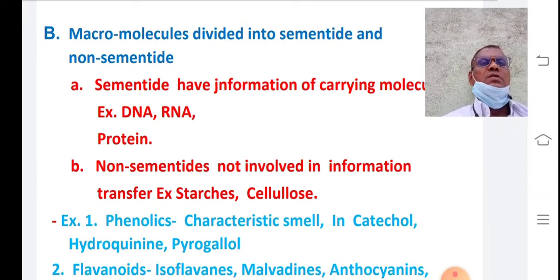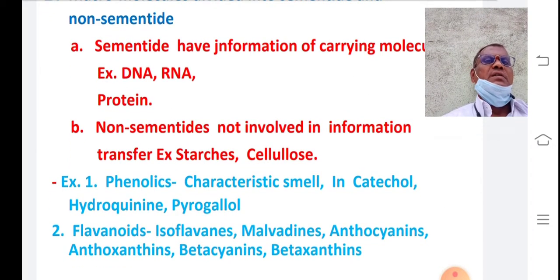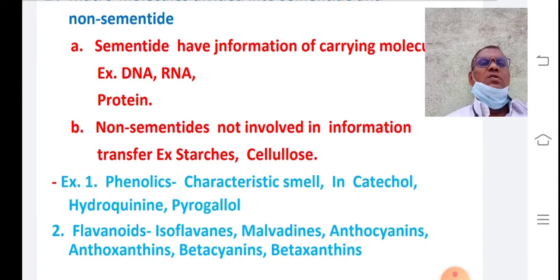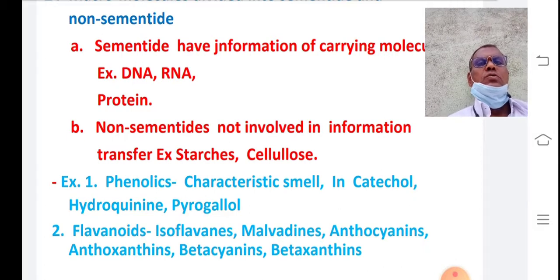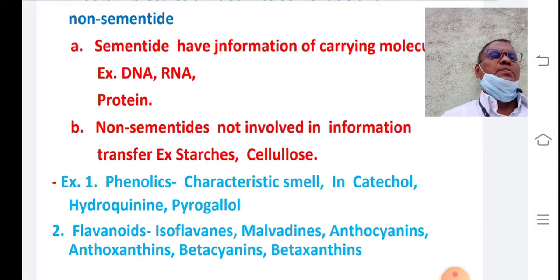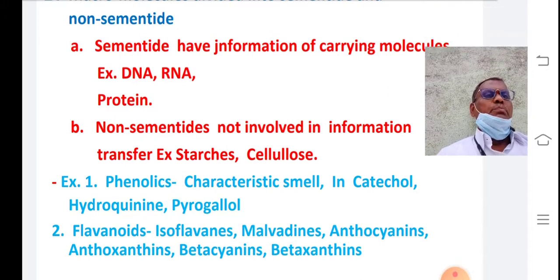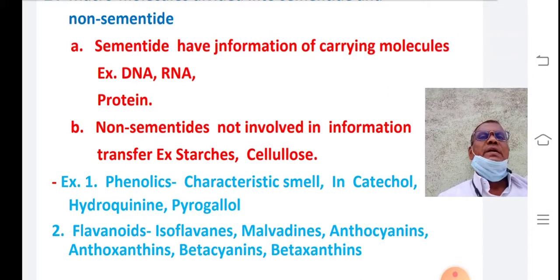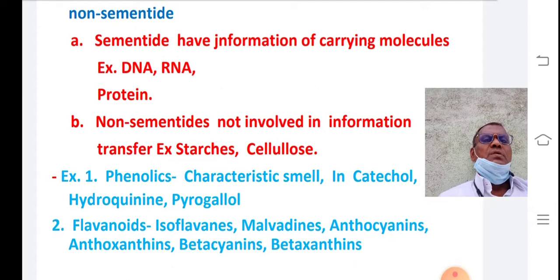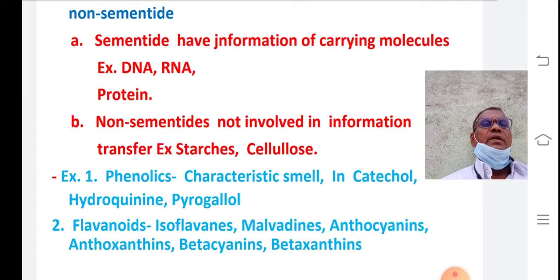The good examples: the phenolics having the characteristic smell, in the catechol or the hydroquinone or the pyrogallol. Secondly, flavonoids are there, isoflavones and the malvidines or anthocyanin and the anthoxanthins, betacyanins and betaxanthins. You are knowing the good flavonoids as anthocyanin, the different colored petals. These are nothing but the different anthocyanin pigments. So you remember this semantide and the non-semantide. Semantides are generally DNA, RNA, and in the non-semantide carbohydrates and the starches are there.